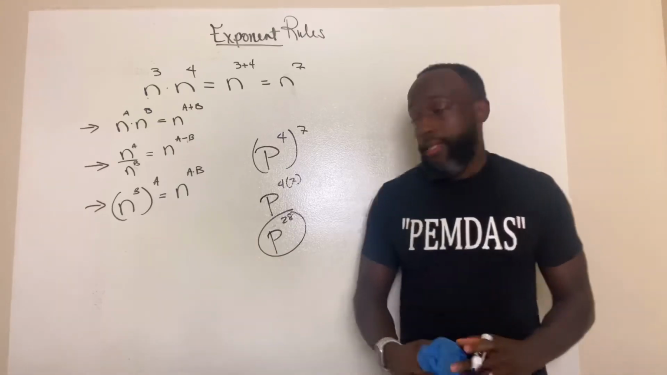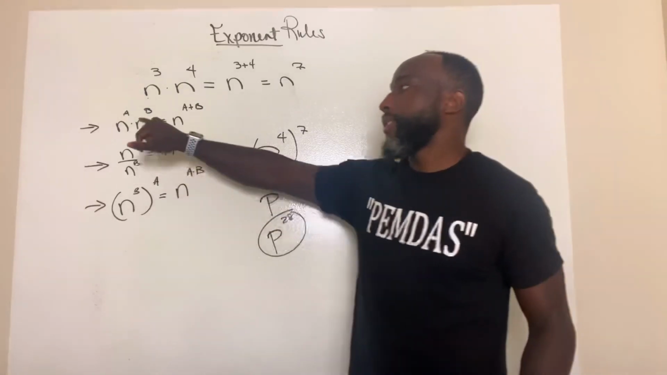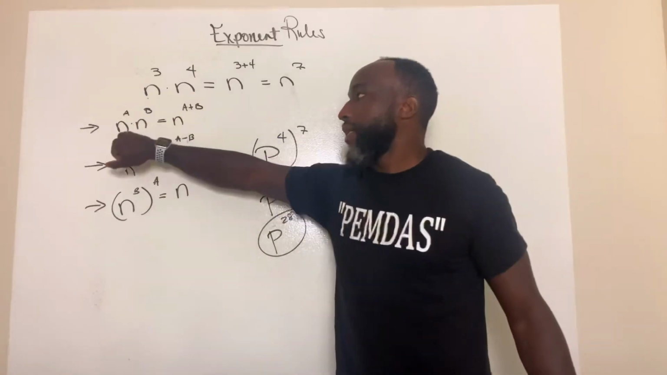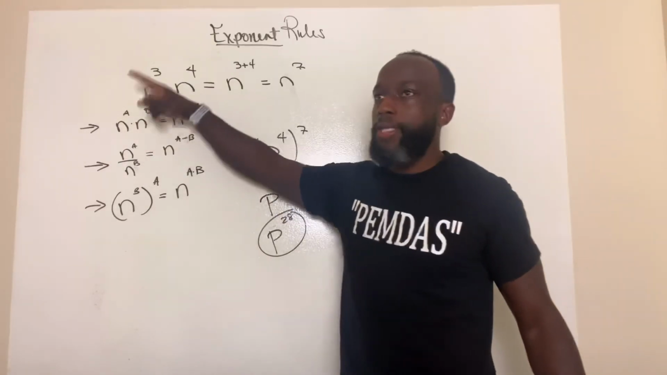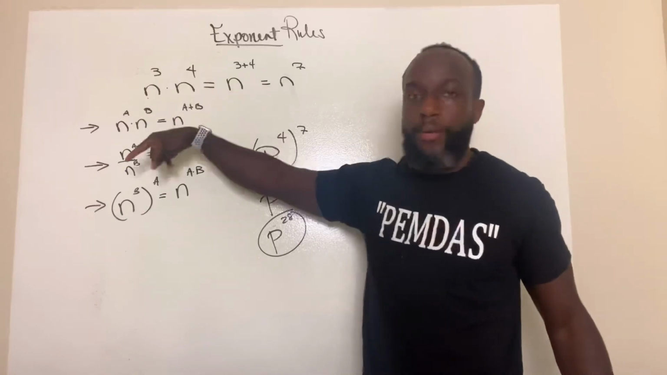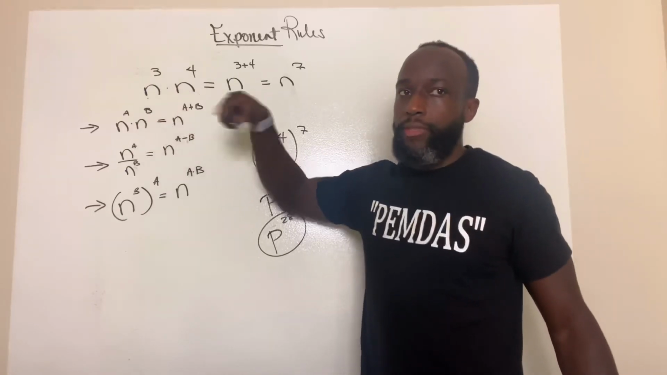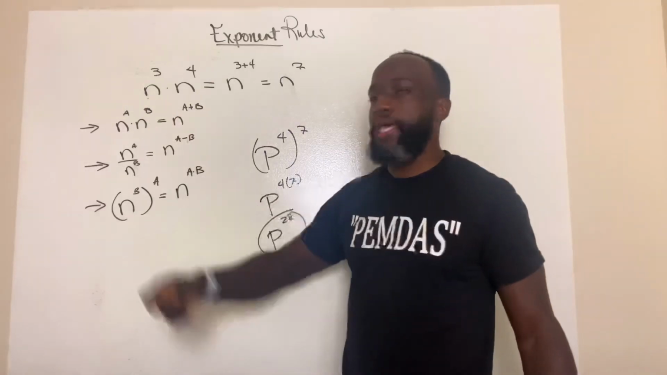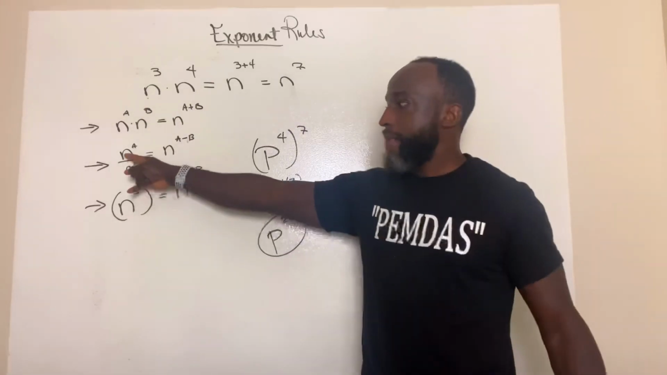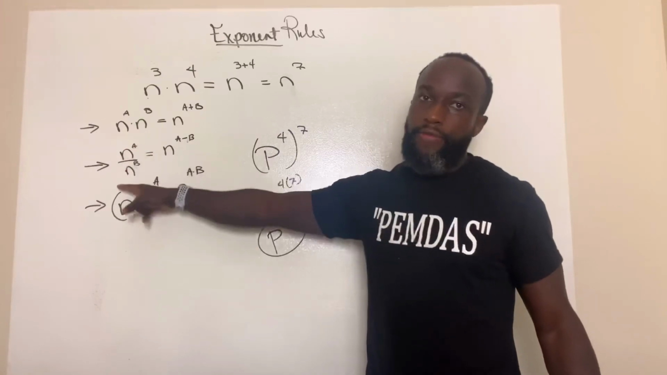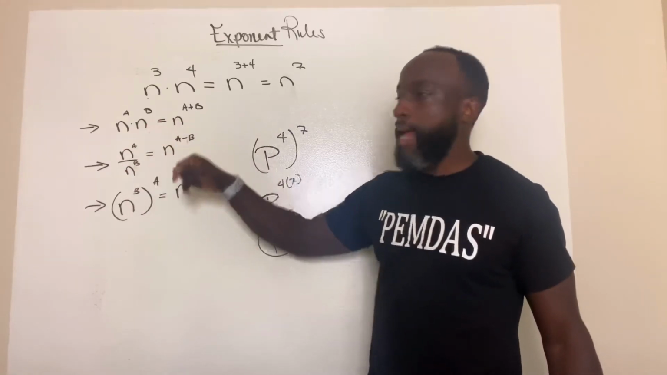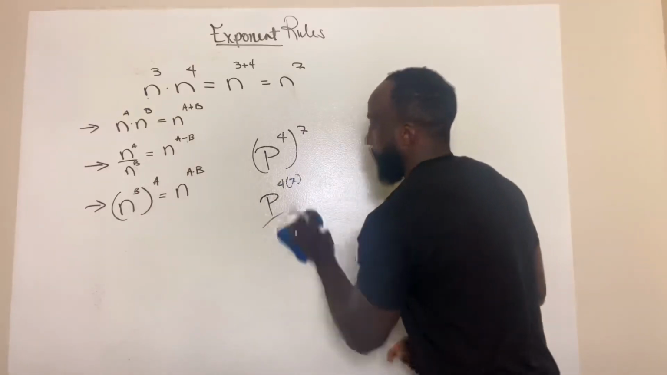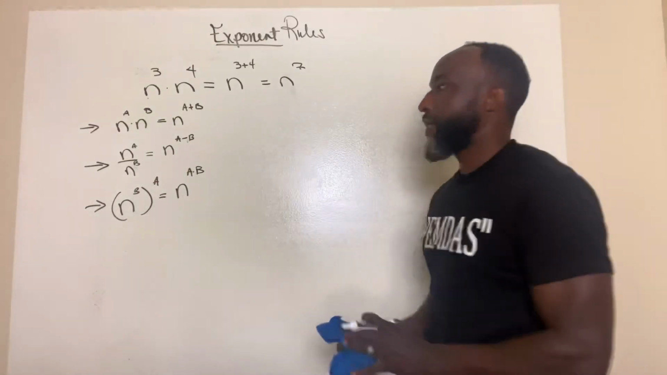So again, this is pretty much it, right? We're just looking at product, quotient, and power rules, right? When you have a number raised to a power times a number raised to a power, or a variable raised to a power times a variable raised to a power, again, the bases have to be the same, then you add the exponents, right? When you have numbers divided, you subtract, quotient. And then if a power is raised to a power, you multiply.